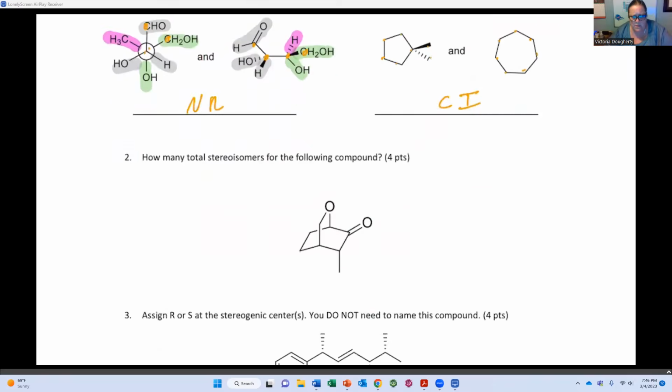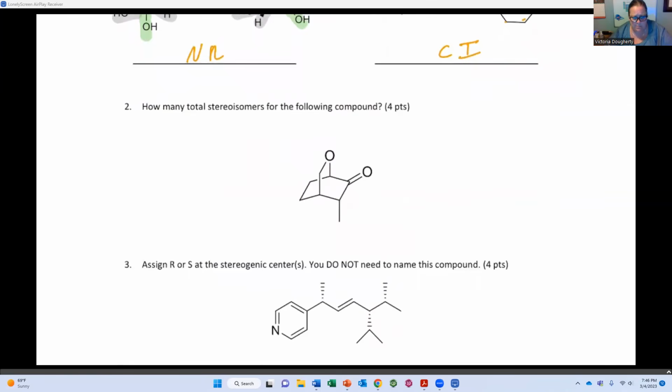All right. So here we have a bridged bicyclic. How many stereoisomers for the following compound? So the answer to this question, we know that the number of stereoisomers is what? 2 to the n. Don't worry, I'm not going to trick you on this question and give you a meso compound. It will not be meso at all.